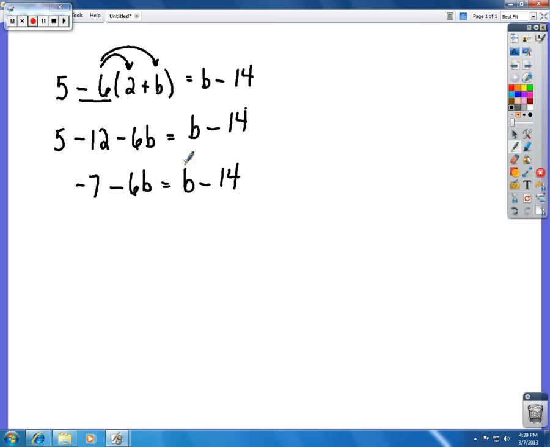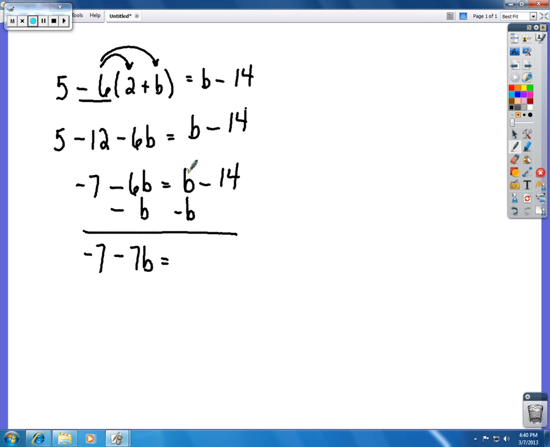So, since this is a positive b, I'm going to move it to the other side by subtracting b. And again, since I'm subtracting it from that side, I also have to subtract it from this side. So this negative 7 doesn't change. And then we have negative 6b minus another b, which means we have a negative 7b.